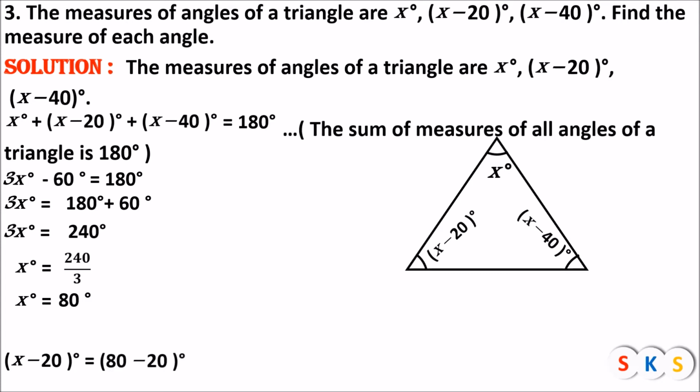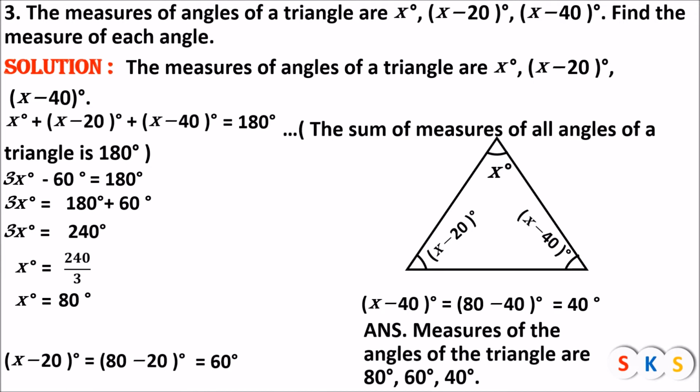So we will get here 80 minus 20 degree, and 80 minus 20 is 60 degree. So measure of second angle is 60 degree. Now we will find the measure of third angle, and your third angle is x minus 40 degree. We will substitute here the measure of x, that is 80. So 80 minus 40 degree equals to 40 degree. So here we got the measure of all three angles of this triangle. Measure of first angle is 80, measure of second angle is 60, and measure of third angle is 40 degree.